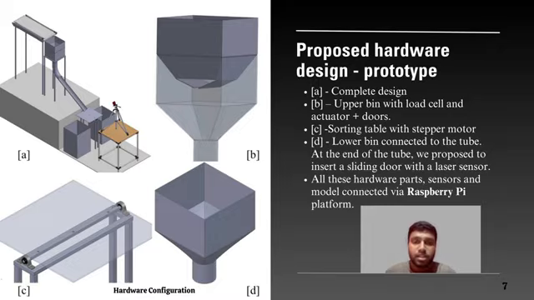So as you can see in part A, it's the whole complete design. In part B, you can see the upper bin with the load cell and actuator plus the doors. In part C, you can see the sorting table with a stepper motor. Finally, D, the lower bin connected to the tube. At the very end of the tube, we propose to insert a sliding door with a laser sensor. All these hardware components, sensors, and also the CNN model are connected via a Raspberry Pi platform.